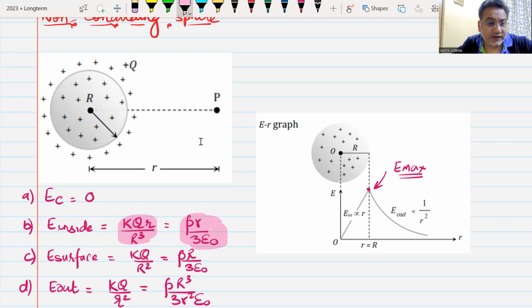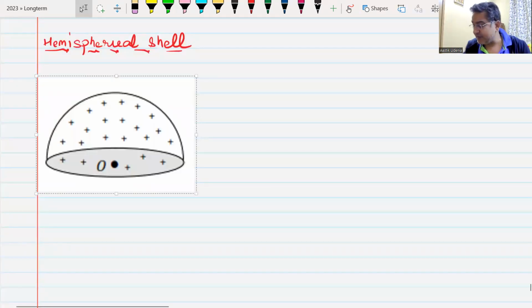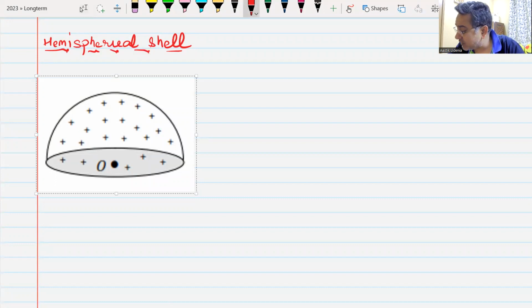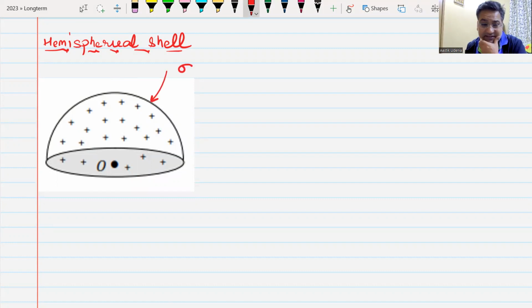When I say hemispherical shell, it means the charge is only on the outer surface. Do we understand this? Yes or no? Yes, sir. Shell means charge is always on the outer surface. So if you have a hemispherical shell like this, remember, charge will be only coming on the surface, and the surface charge density is given as sigma. At the center O, electric field at the center O is given by sigma by 4 epsilon naught. Remember, it's a very important result that you should not forget.